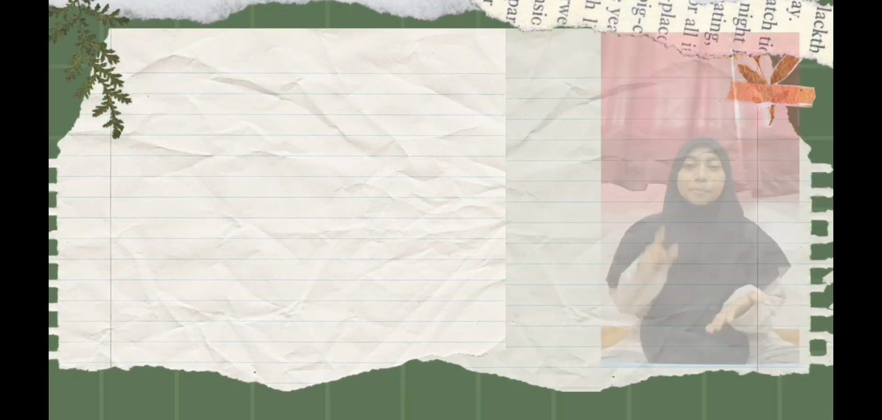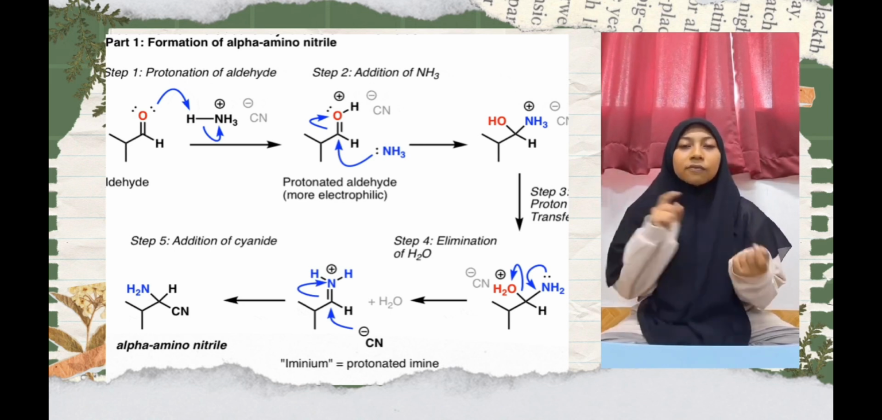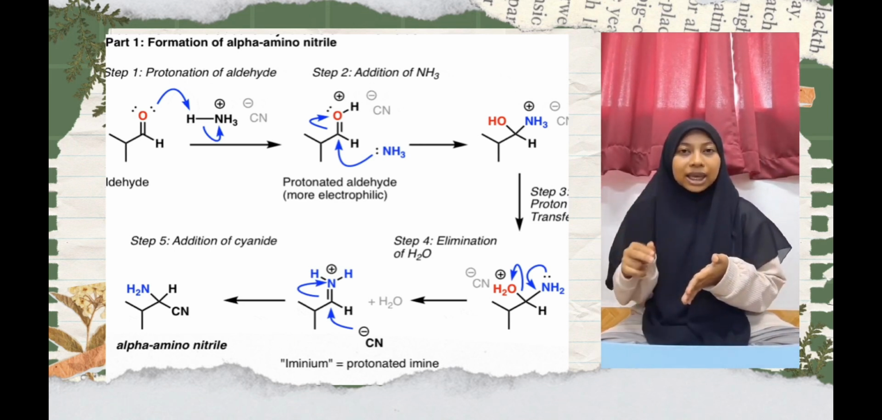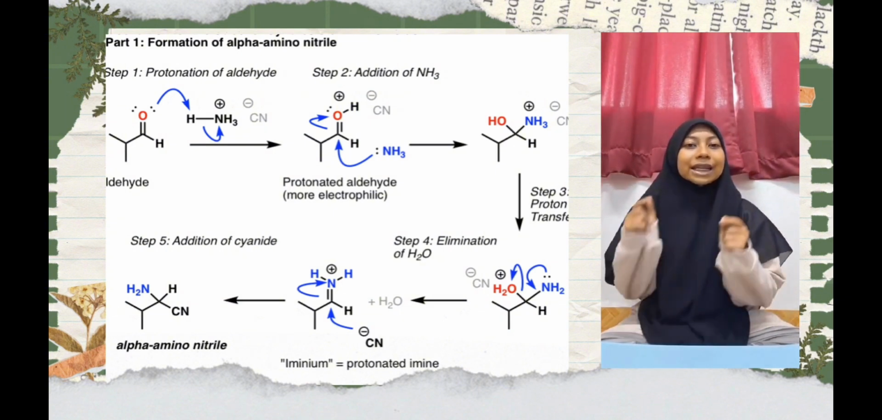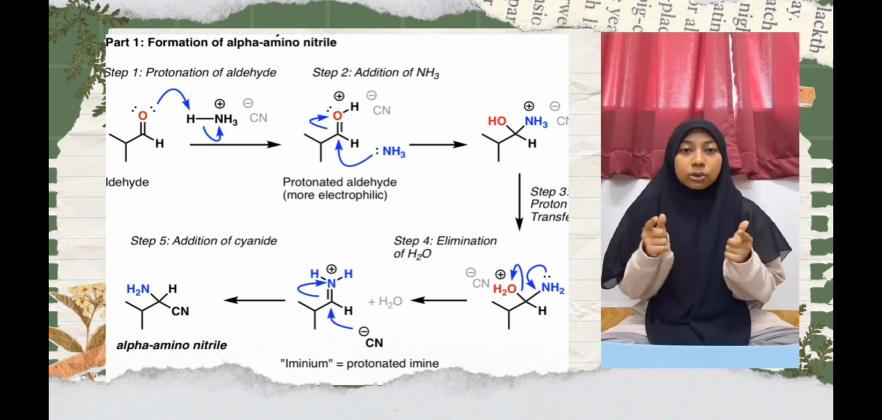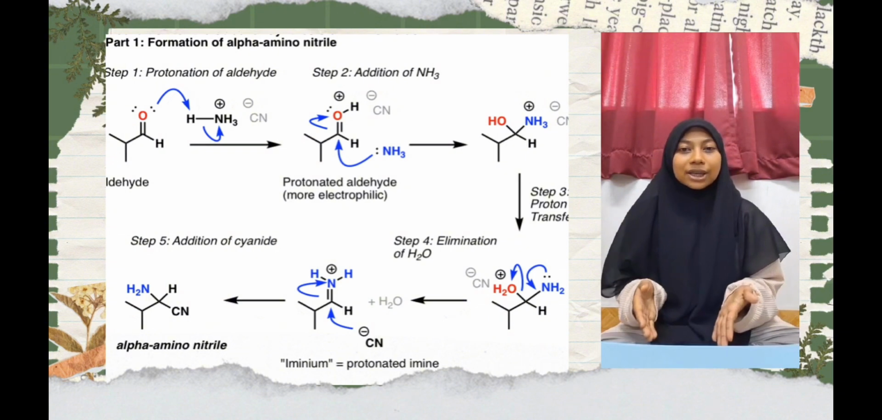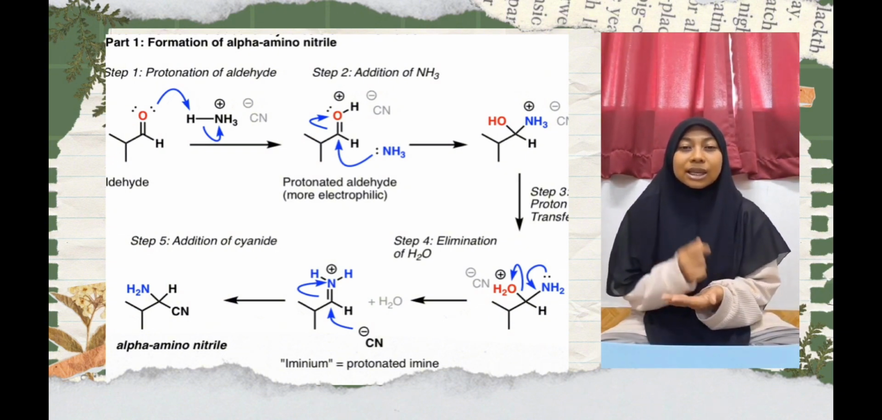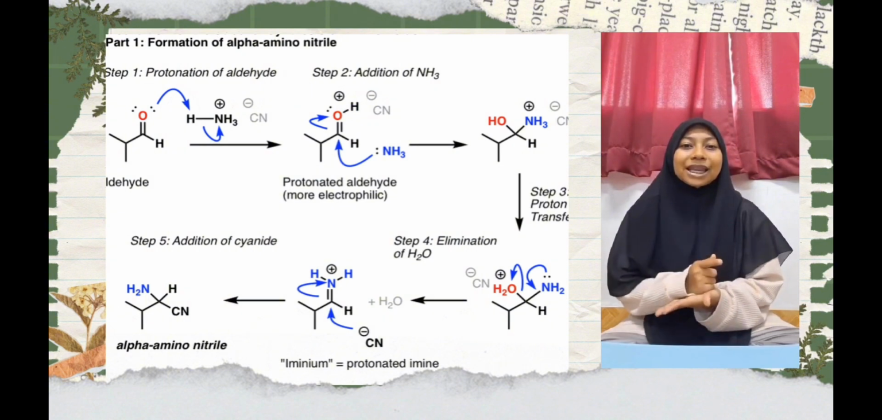Alright, looking at part 1, our main goal here is to form an alpha amino nitrile intermediate. First up, the aldehyde gets protonated to make it highly electrophilic and reactive. Then, ammonia comes in as a nucleophile and attacks the carbonyl carbon. After a quick proton transfer, a water molecule is eliminated, which gives us this key protonated imine intermediate, also known as iminium ion. Finally, the cyanide ion steps in, attacks the iminium carbon, and completes part 1 by yielding our alpha amino nitrile.